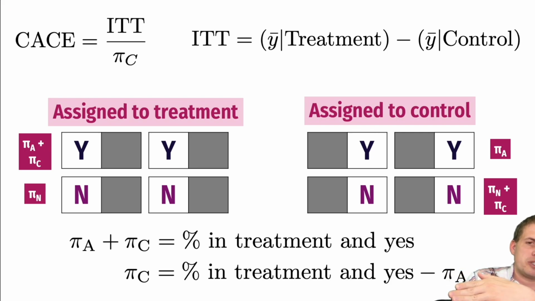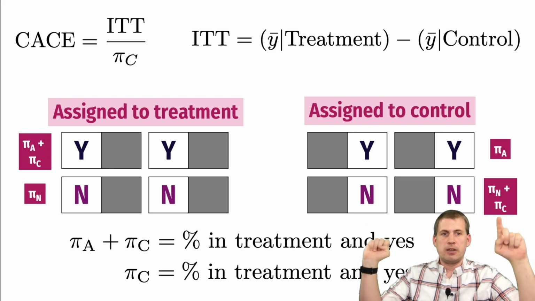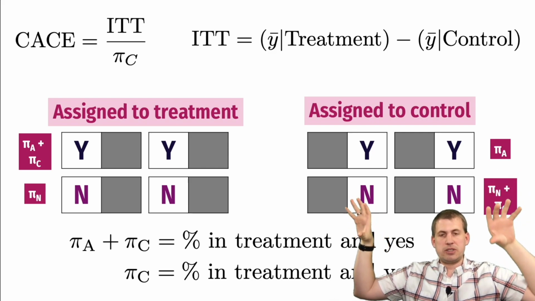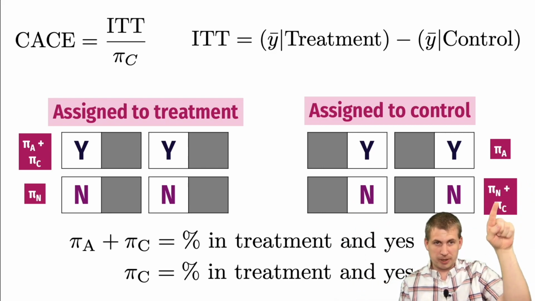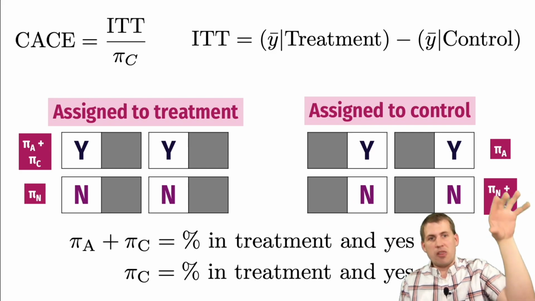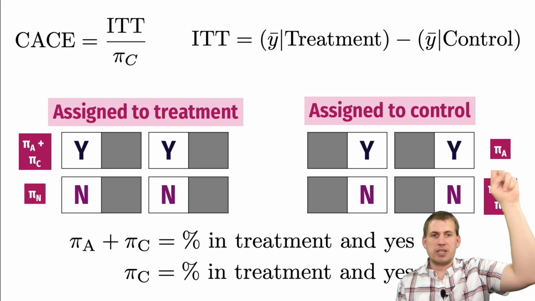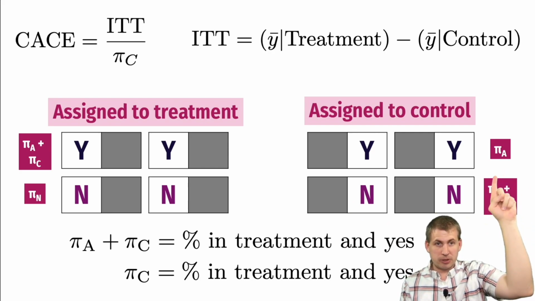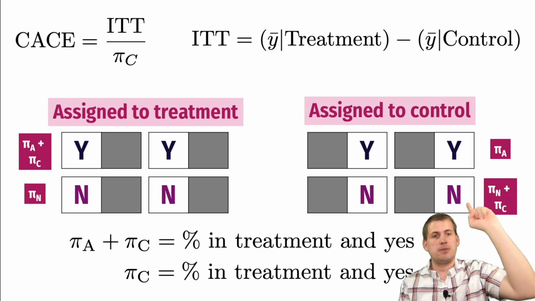Who is this proportion? How do we figure out this proportion of always takers? If we look back at our tables here, do we have any of these groups that are just the proportion of always takers? Here we have never takers plus compliers. That's all combined. We can't really extract that very well. But if we look here, we do have the proportion of always takers. We know what that is. It's the people who were assigned to control and still did the treatment. So we do have the proportion of always takers all by itself.